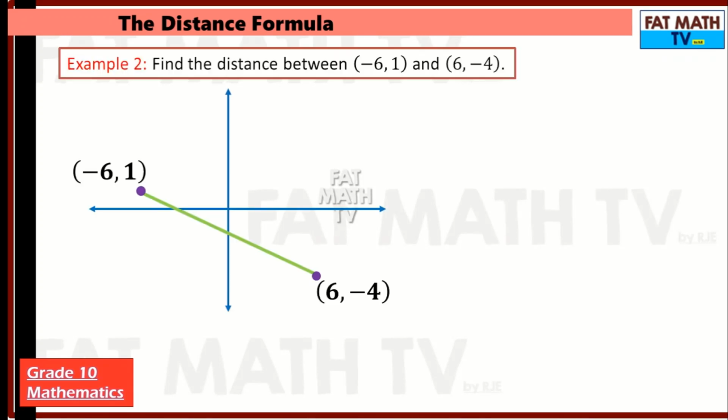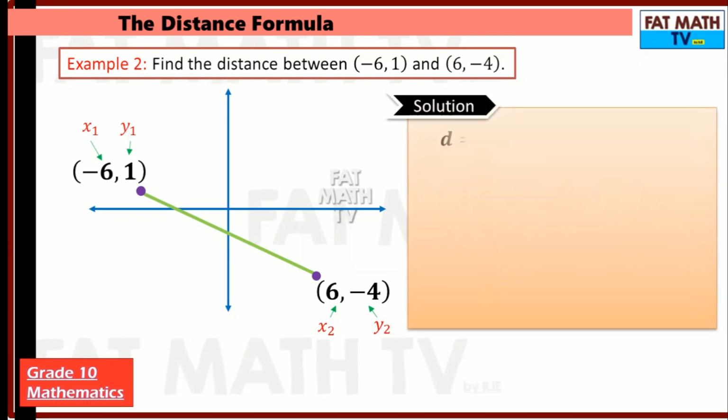Okay, let us have example number 2. Find the distance between negative 6, 1 and 6, negative 4. So how far are these 2 points from each other? So we can represent negative 6, 1 as x sub 1, y sub 1, and 6, negative 4 as x sub 2, y sub 2. So we need to memorize this formula and put it there. First, the difference in the x's, you square it, plus the difference in the y's, you square it, and then take the square root of the sum.